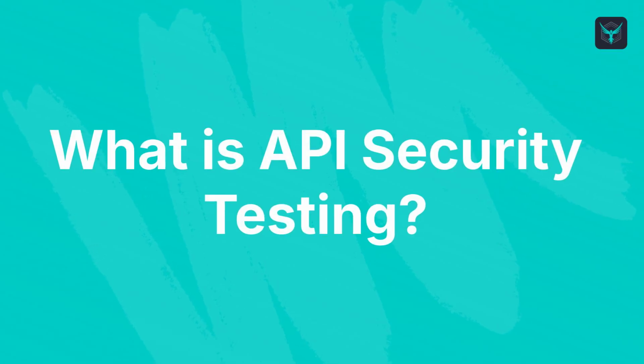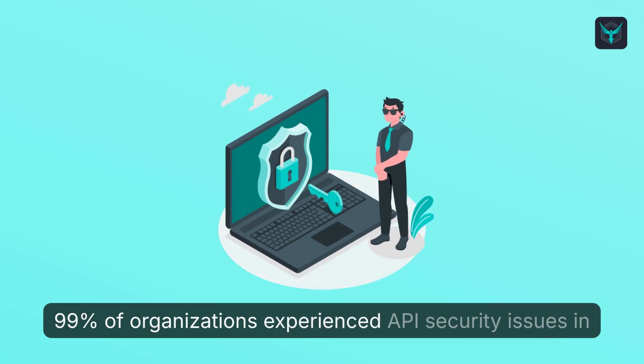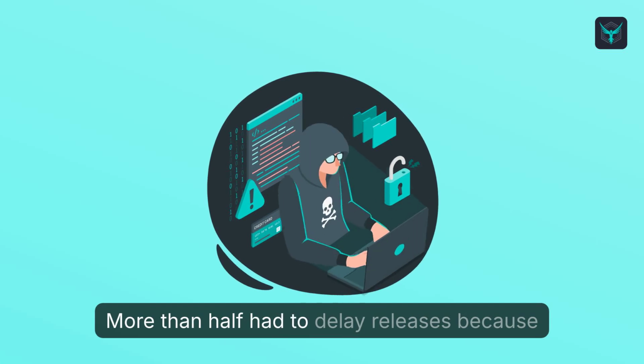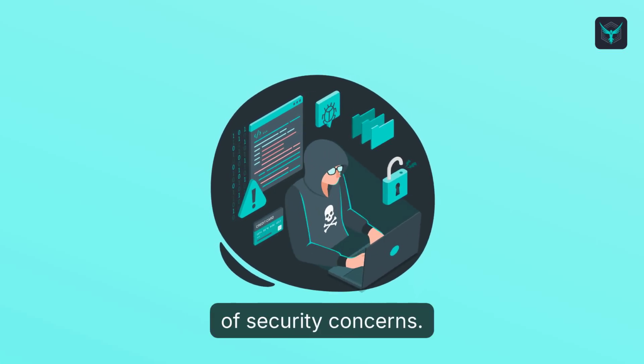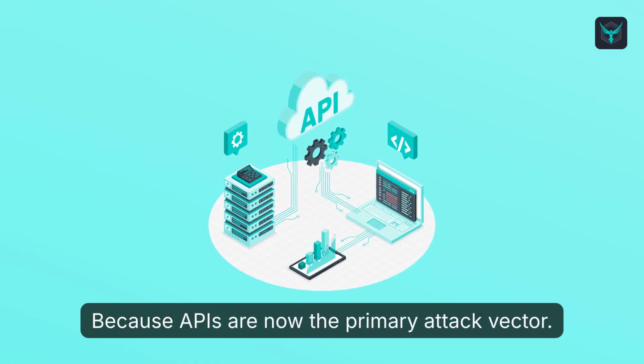What is API security testing? 99% of organizations experienced API security issues in the past year. More than half had to delay releases because of security concerns. Why? Because APIs are now the primary attack vector.